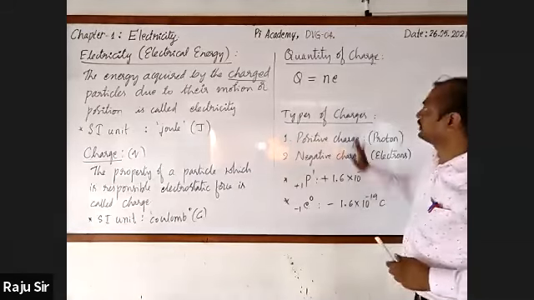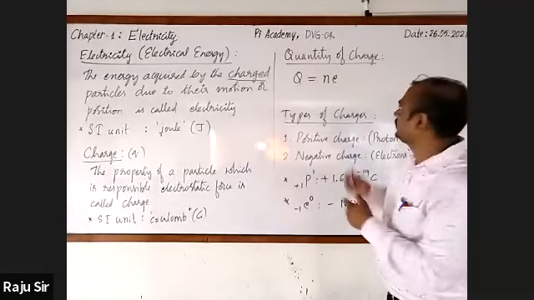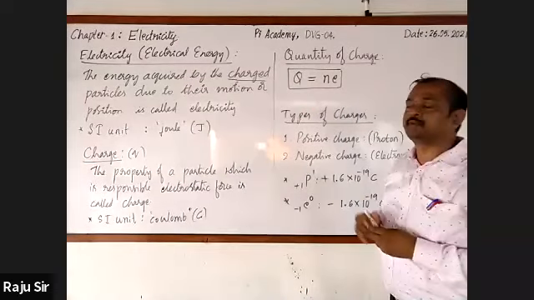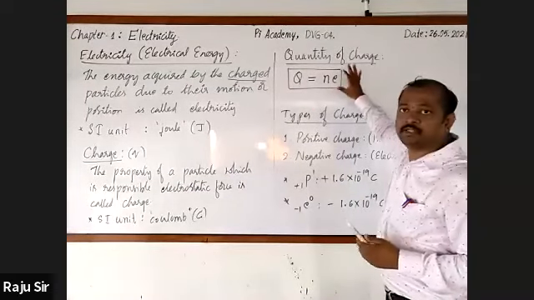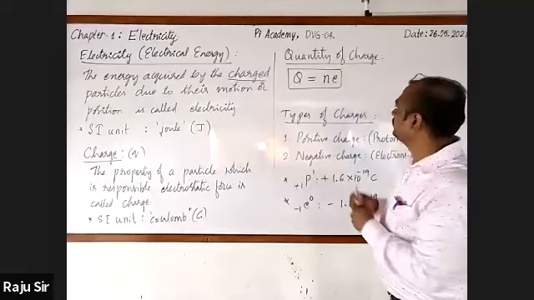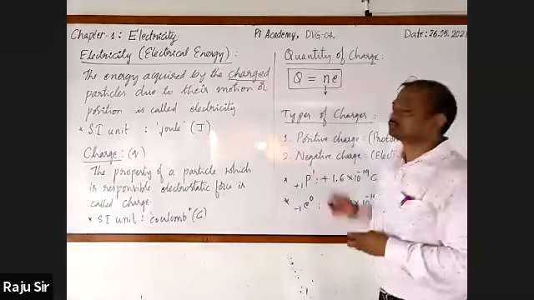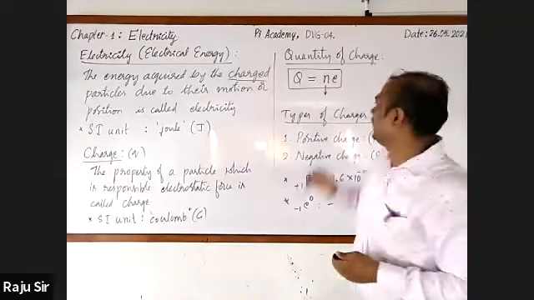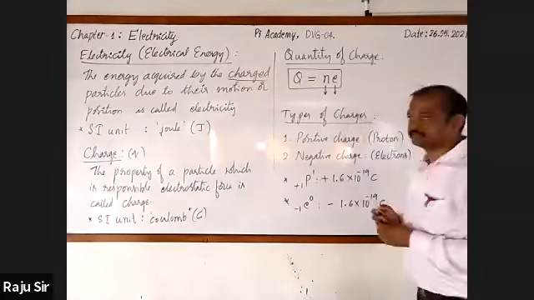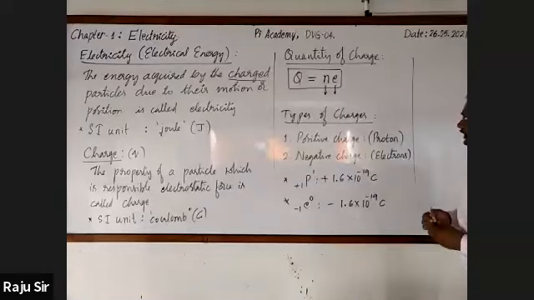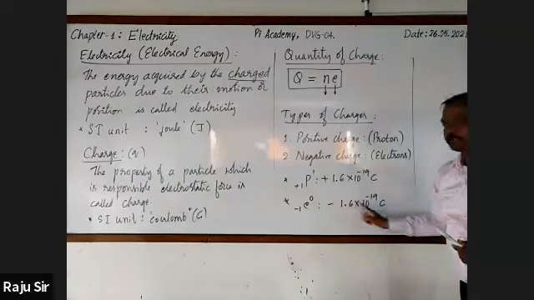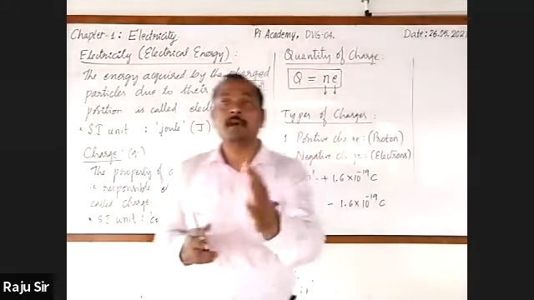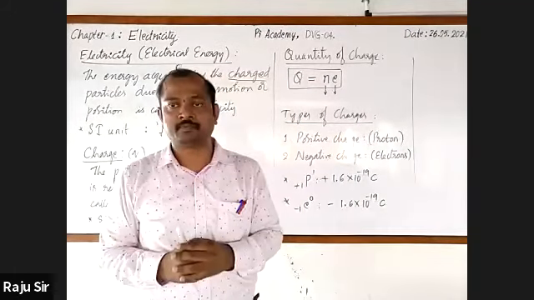Okay. Now coming to this formula, Q is equal to N into E. It is the formula used to find out the total quantity of charge. Here, N is the number of charged particles, and E is the charge of an electron, that is 1.6 into 10 raised to the power minus 19 coulomb.